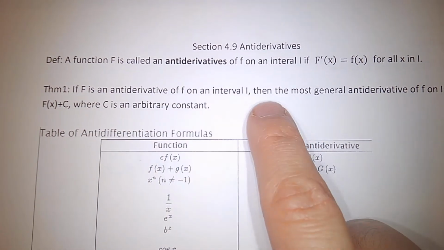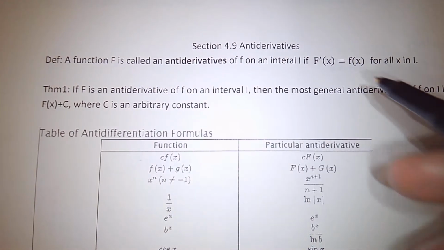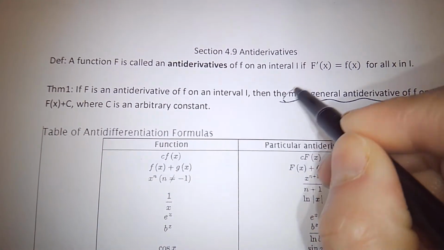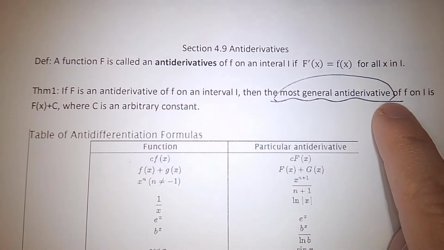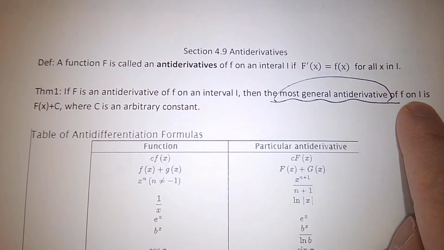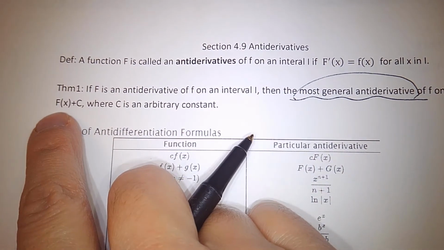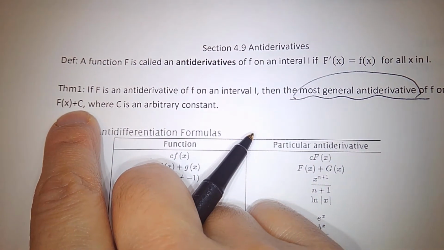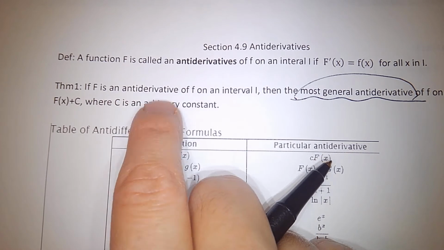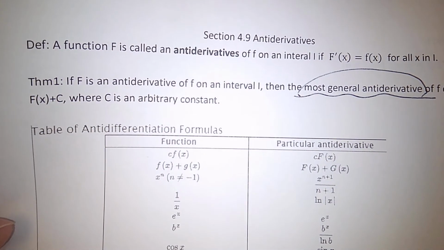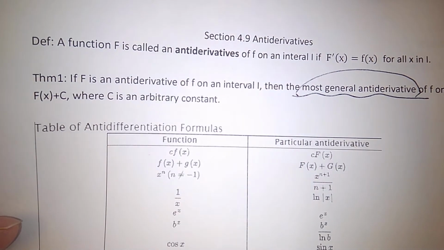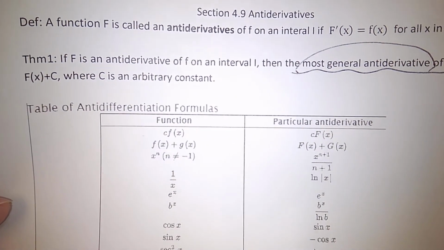Okay, another theorem is telling us, if capital F is an antiderivative of lowercase f on an interval I, then the most general antiderivative of f on this interval I is capital F plus this constant c, where c is an arbitrary constant. Okay, so now let's try to understand why capital F is called antiderivative of lowercase f.